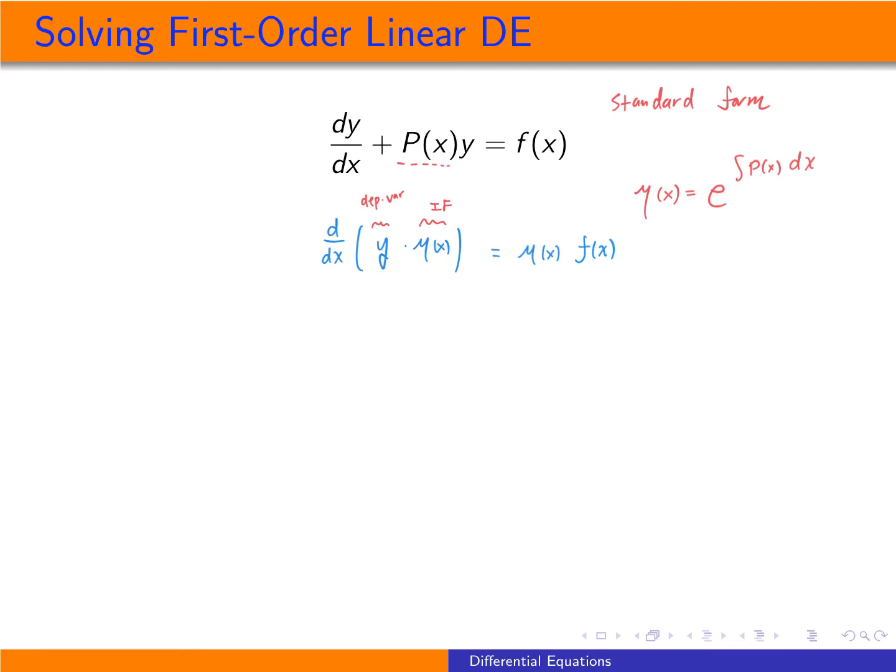And then we simply have to recall what our goal is. We would like to somehow determine what this function y is. And now we see it appears in exactly one spot. So in order to get to this y and isolate it, we need to anti-differentiate. And that's really the process. So integrate, and then solve for y.